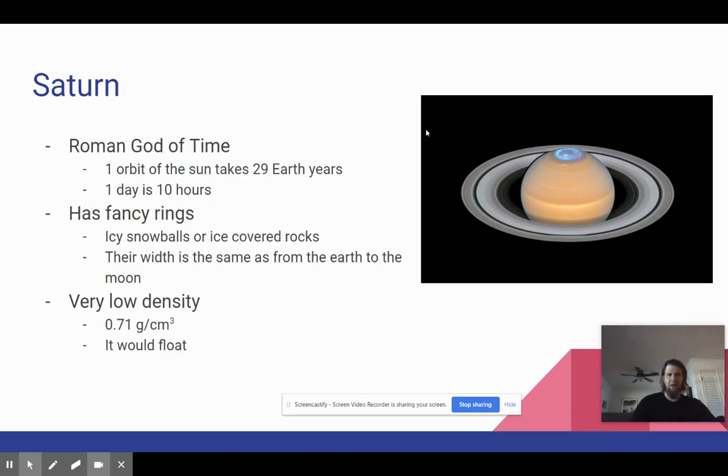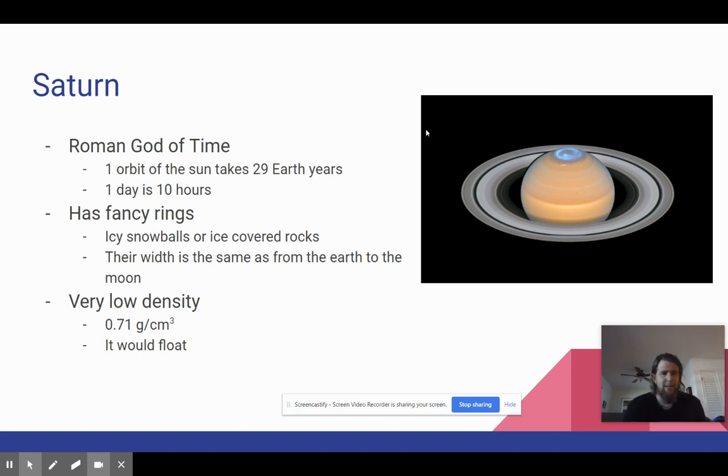Amazing. Saturn, what a cool little planet with the ring so visible. Saturn was the Roman god of time. And so one orbit of the sun takes 29 Earth years. It gives you an idea of the distance from the sun. And one day is 10 hours long. Once again, very, very fast rotation.